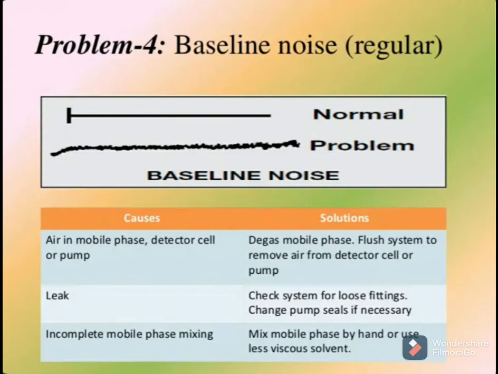Next is baseline noise, regular. The first one is a normal baseline, the second one is baseline noise. What is the cause of baseline noise? Air in the mobile phase, detector cell or pump. We can rectify that problem: degas the mobile phase, and flush the system to remove air from the detector cell or pump. Leak: check the system for loose fittings, change the pump seal if necessary. Next is incomplete mobile phase mixing: mix the mobile phase by hand, use a less viscous solvent. These are the causes and solutions of regular baseline noise.